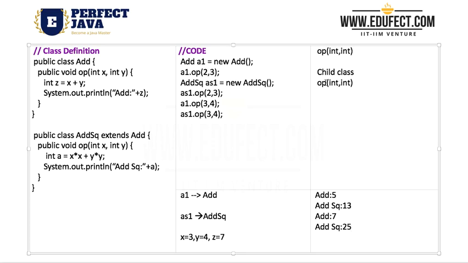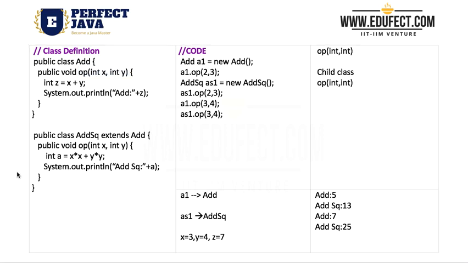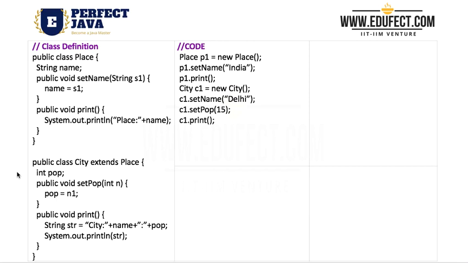So notice in this case, we had another example of method overriding, because the method op, which takes two ints, has been defined in both the parent class and the child class. Let's look at one more example.